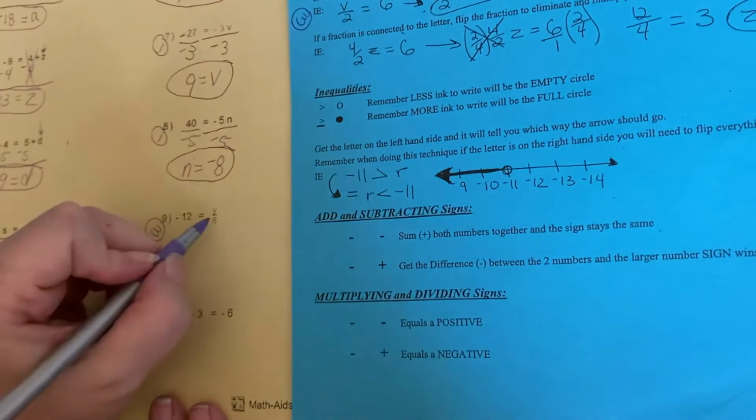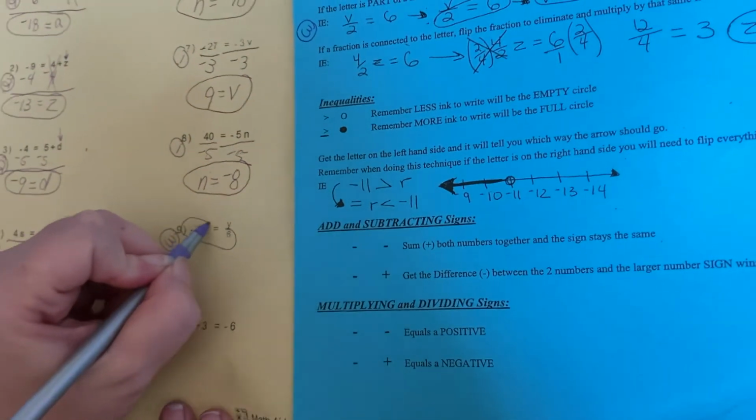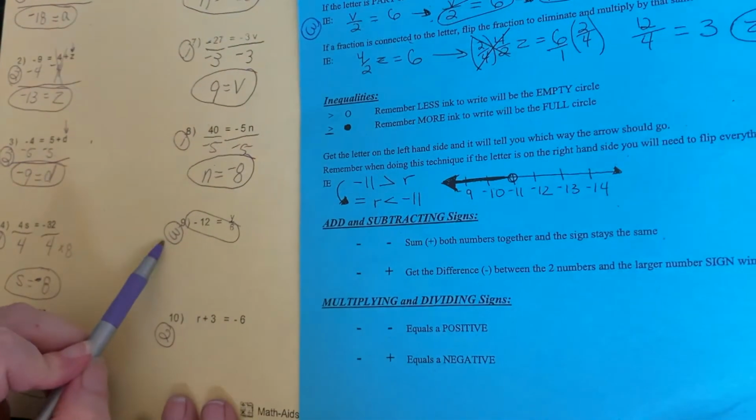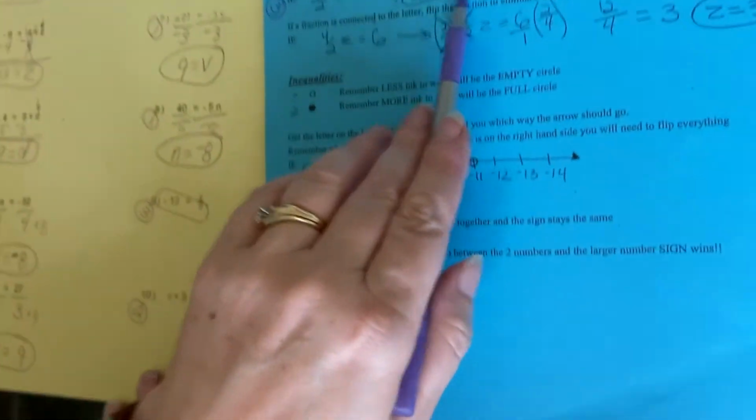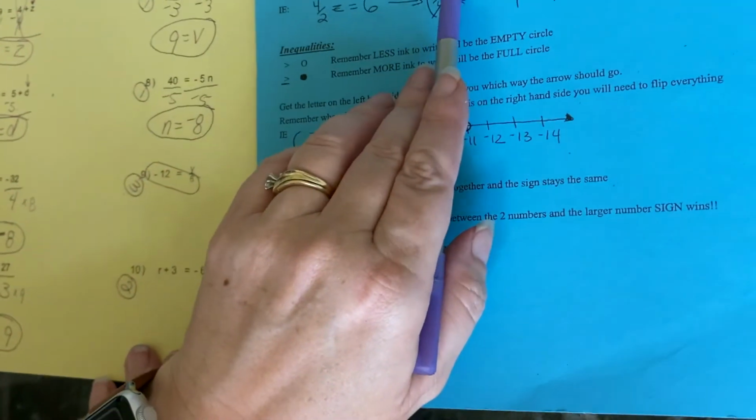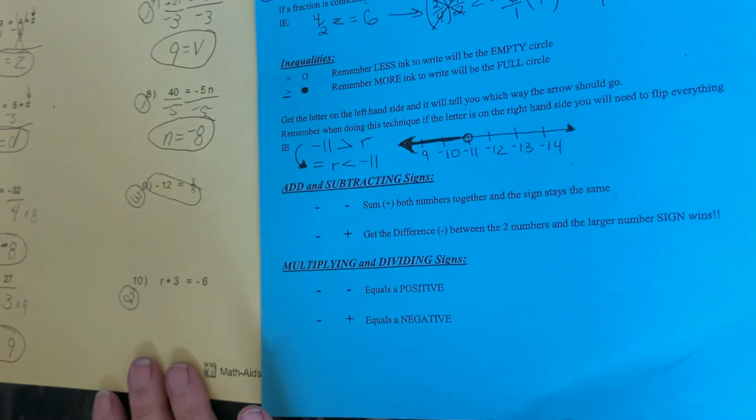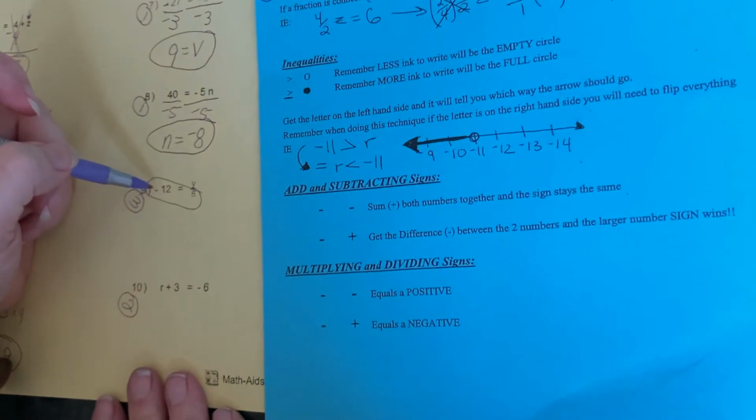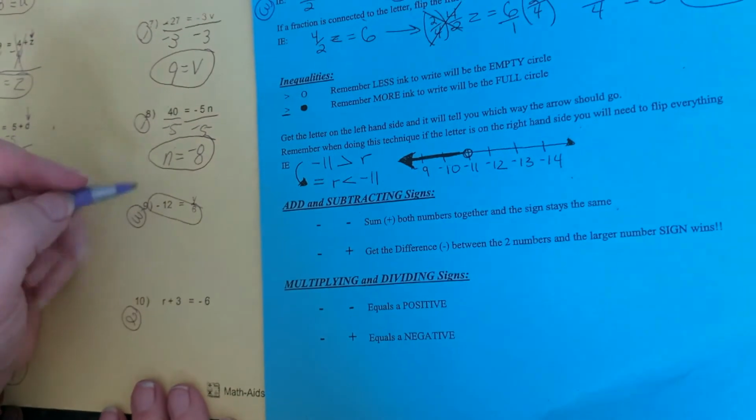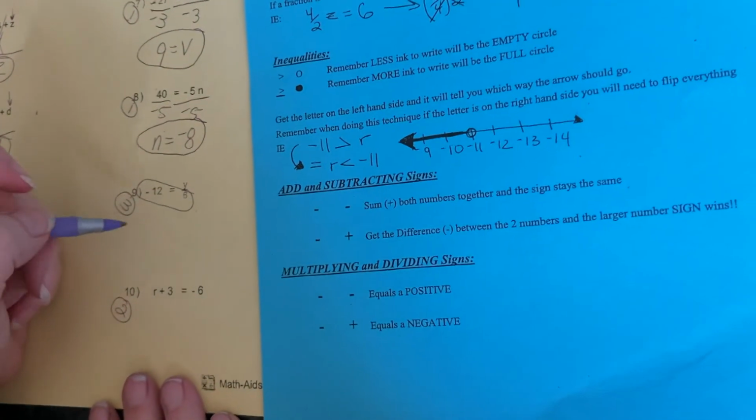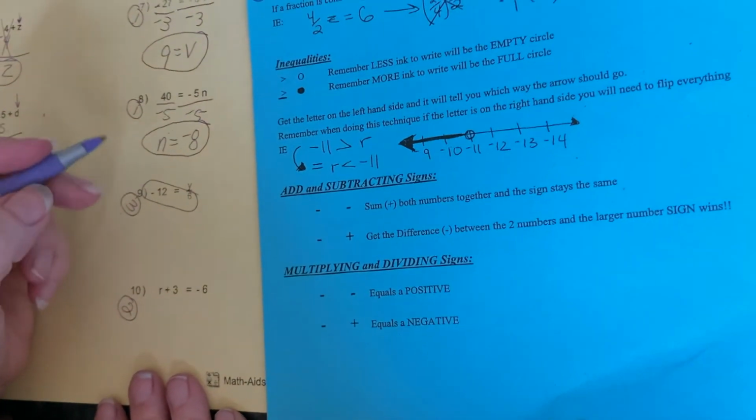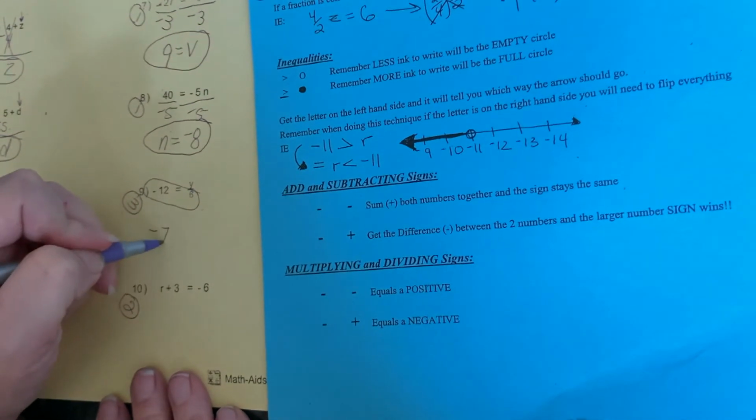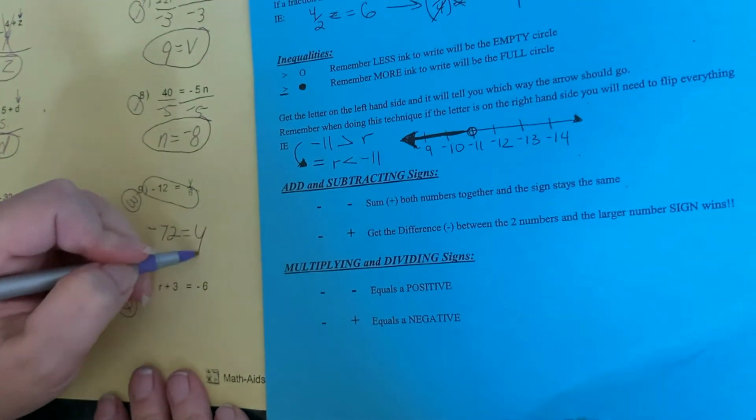Okay. This one we're going to circle because we're using the number 3 rule. Remember the number 3 rule, we circle the denominator to the opposite side. So what we're going to do is multiply those two together, and that is 72. So it'd be negative 72 equals y.